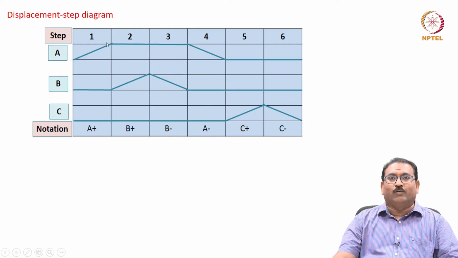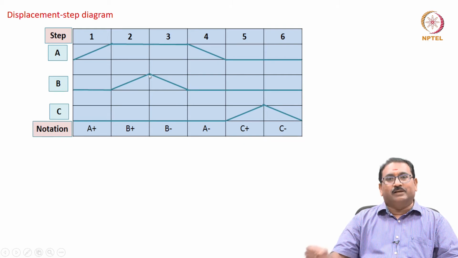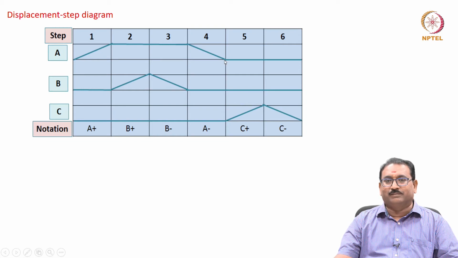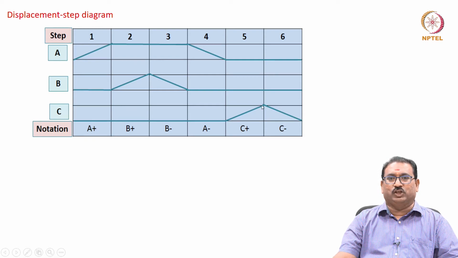As soon as it extends, what happens? The drilling operation should be performed, that is why B plus. After the drilling operation is over, the drilling cylinder should move back, that is why it is B minus. Then after this, what happens, friends? The clamping cylinder should go back, A minus. Then only the ejecting cylinder will extend and push the finished job onto the movable magazine, then it will retract back. You have to represent the displacement step diagram.